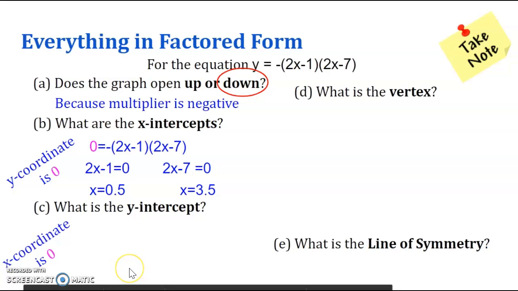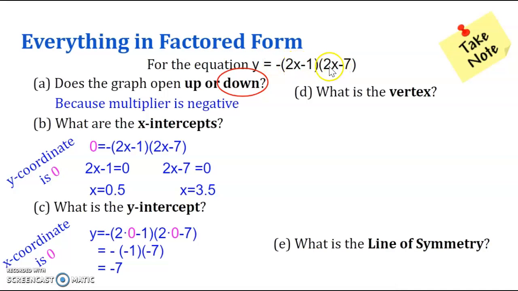How do we figure out the y-intercept? Well, the y-intercept's x-coordinate is always 0. We're going to use that fact and substitute x to be 0 into our original equation right here. And that will give us 2 times 0 just becomes 0, minus 1 is negative 1. 2 times 0 again is 0, minus 7 is just negative 7. So negative 1 times negative 7 is positive 7, times another negative, so it's negative 7.